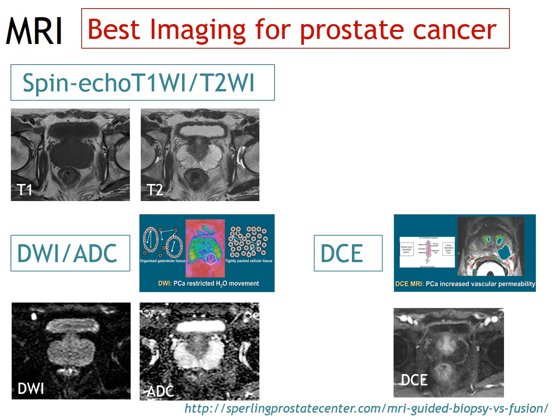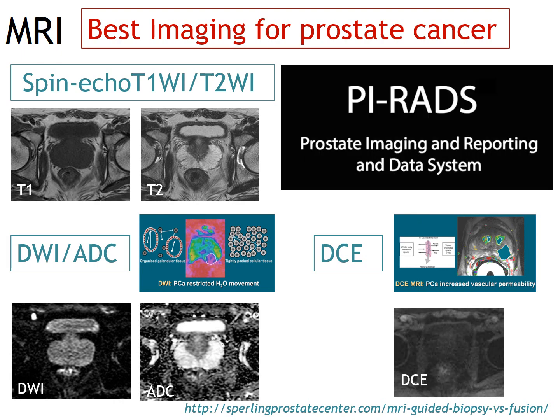So those three sequences, spin echo T1 T2 imaging, diffusion weighted imaging with ADC map, and dynamic contrast enhanced imaging, are fundamental sequences in the PI-RADS system, the Prostate Imaging Reporting and Data System, that is nowadays popular in communication between urologists and uroradiologists.